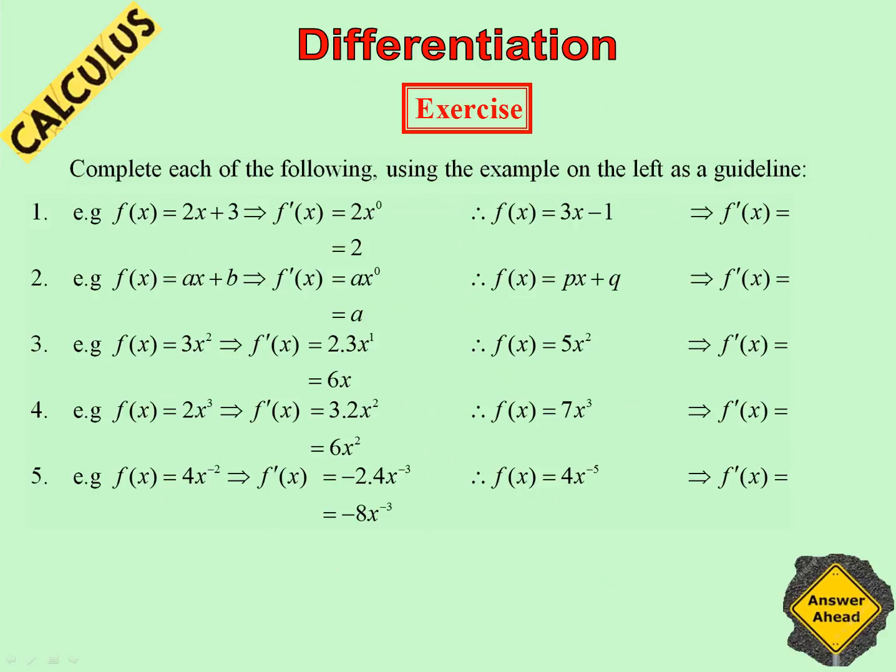Let's do the same ourselves here. Here are some reminders of what happens. So 2x to the 1 becomes 2x to the naught. ax plus b becomes ax to the naught, which is just a. 3x squared becomes 2 times 3, x to the 1. So there's something about this multiplying down and going 1 lower. So do all these for these ones.